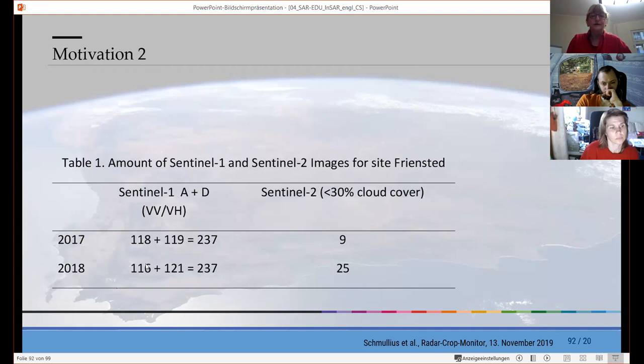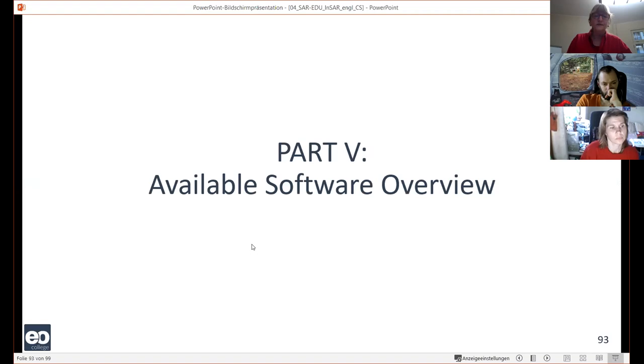Okay, this was just in numbers again, Sentinel-2 numbers for 2017 and 18, and this is the number of Sentinel-1. So obviously very different. Okay, it's just two insights.